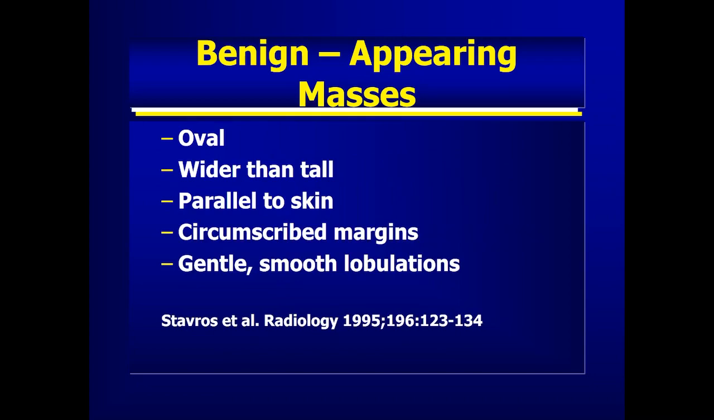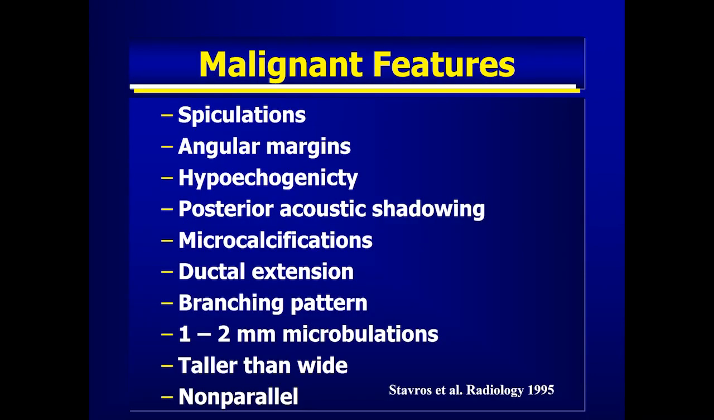So for benign appearing masses, overall they're oval, they're wider than tall, they're parallel to the skin, they tend to have circumscribed margins, or they may have gentle and smooth lobulations. For malignant features, they tend to have spiculations, angular margins, they tend to be hypoechoic, they tend to have posterior shadowing, they may have microcalcifications, they may have ductal extension toward the nipple or a branching pattern where ducts are extending away from the nipple. They may have 1 to 2 mm microlobulations, may be taller than wide, and may be non-parallel.